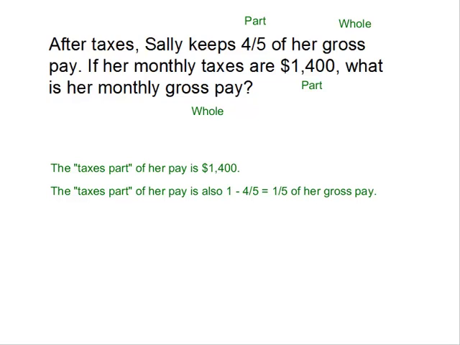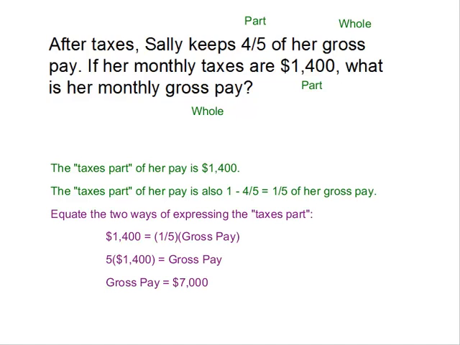So that means she paid 1/5 of her gross pay as taxes. So we have two ways of expressing her taxes. They have to be equal to one another, so set them equal. 1,400 equals 1/5 of the gross pay. And if you do the calculation, her gross pay is $7,000.